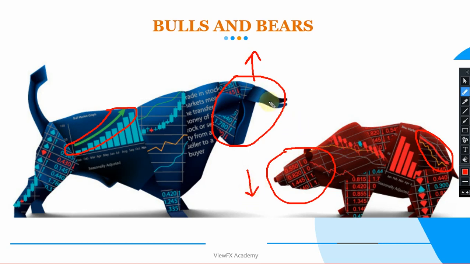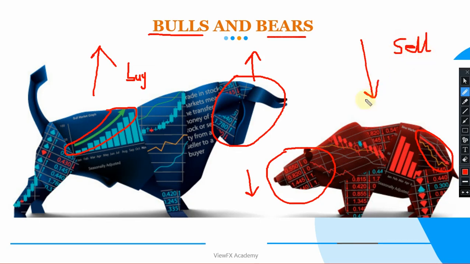So what it means is that in a bull's market, we expected to buy. And in a bear's market, we expected to sell. So let's see the full meaning of that.